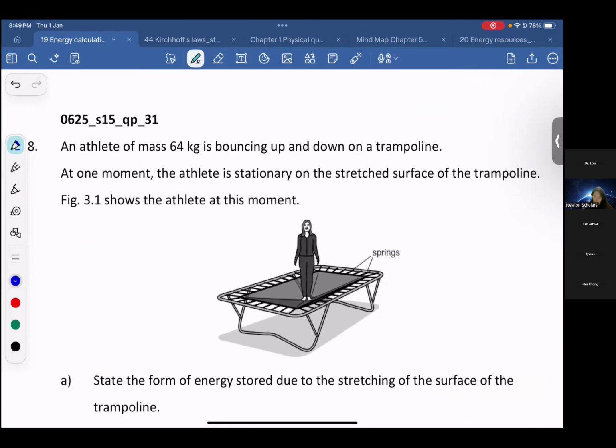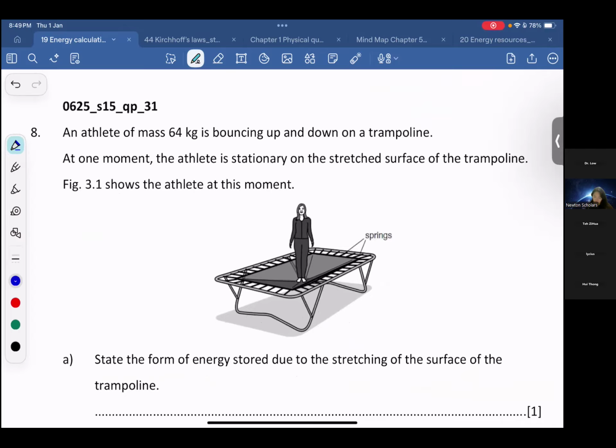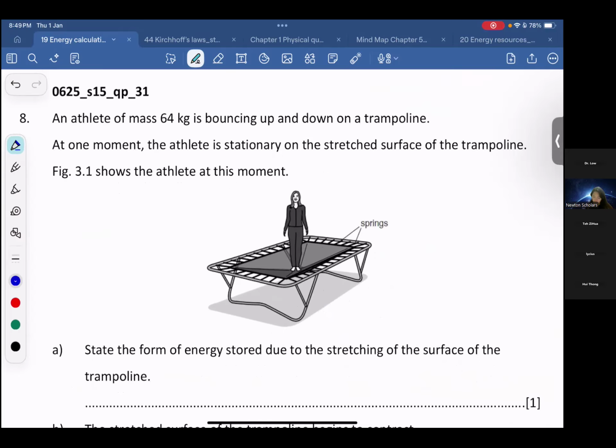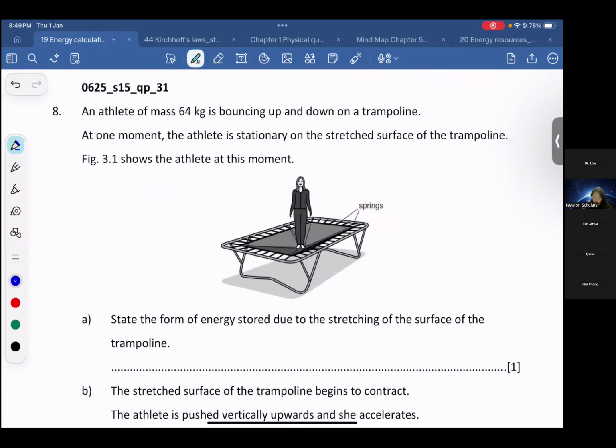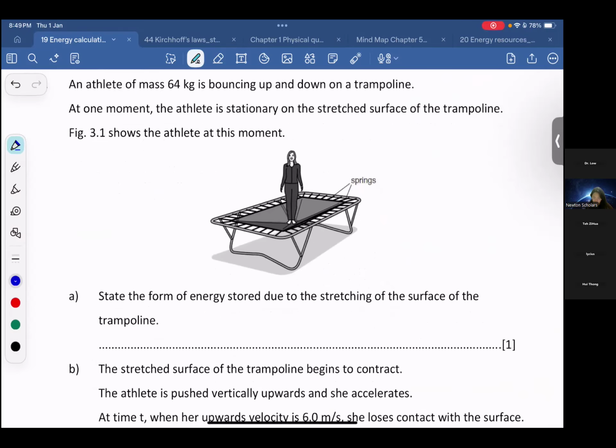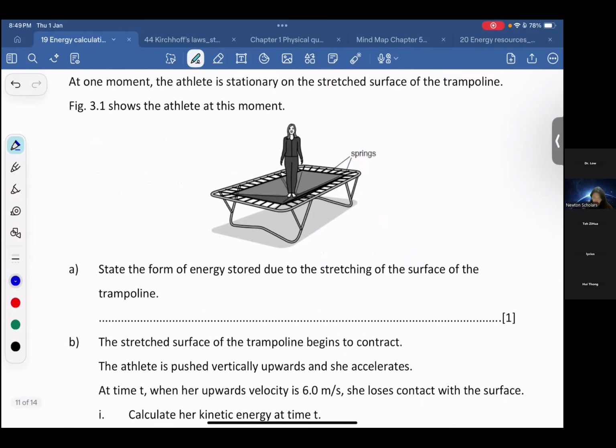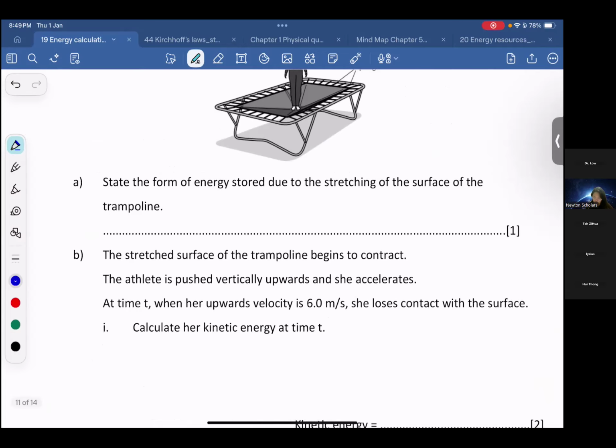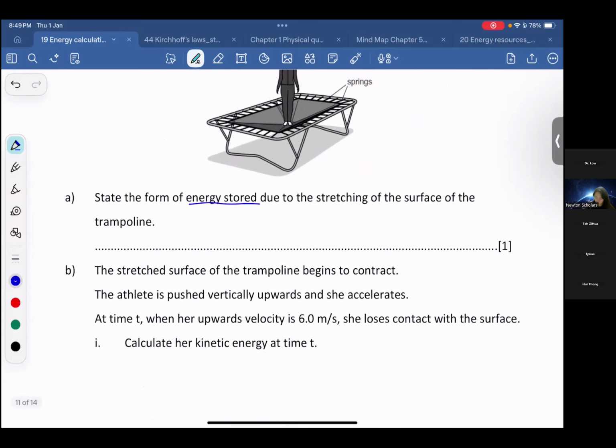Zihua, okay. An attic of mass 64 kg is bouncing up and down. At one moment, the attic is stationary. Figure 3.1 shows the attic at this moment. State the form of energy stored due to the stretching. The keyword is stretching. When you see stretching, what is this energy?